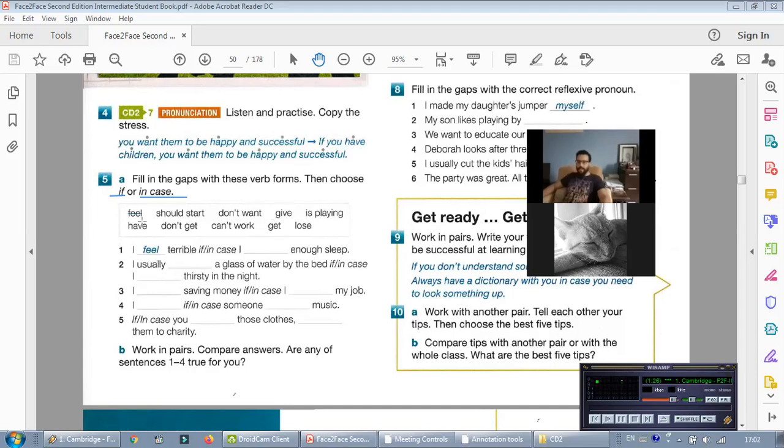But let's read the verbs. You have feel, should start, don't want, give, is playing, have, don't get, can't work, don't get and lose. Is this loose or is it lose? What do you think? Loose or lose? Lose. Correct. It's the verb lose. All right, now take a minute or so, think about them, and then choose the right ones.